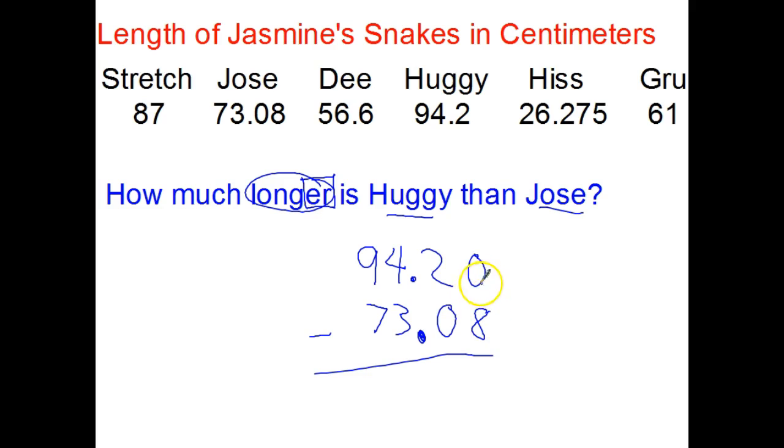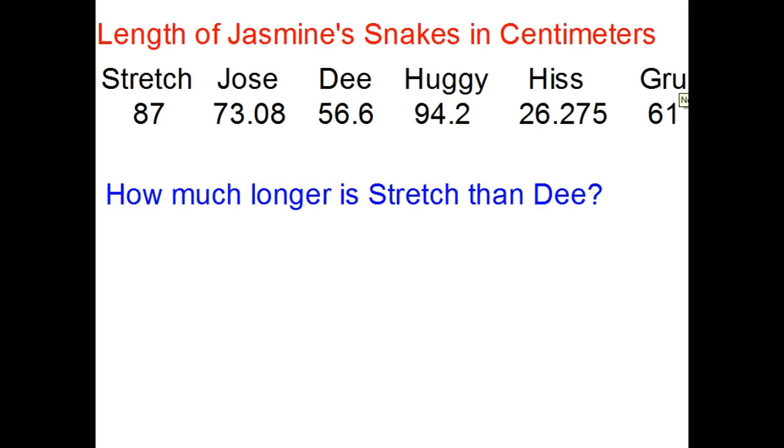0 minus 8 I can't do, so he comes and borrows from his neighbor. 2 becomes 1, and 0 becomes 10. 10 minus 8 is 2. 1 minus 0 is 1. 4 minus 3 is 1. And 9 minus 7 is 2. And get that decimal point in there because it's got to be there. So Huggy is 21.12 centimeters longer than Jose. Let's try another one.